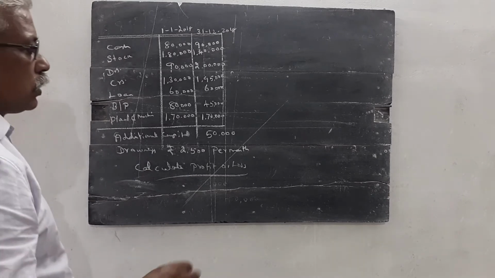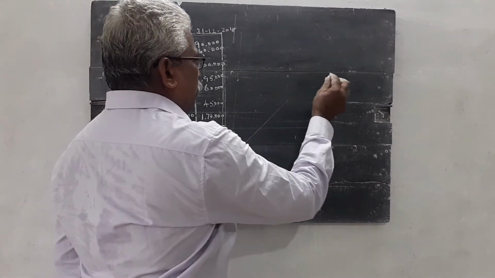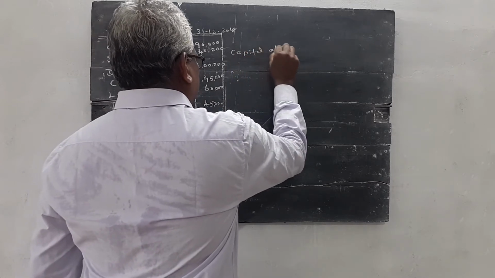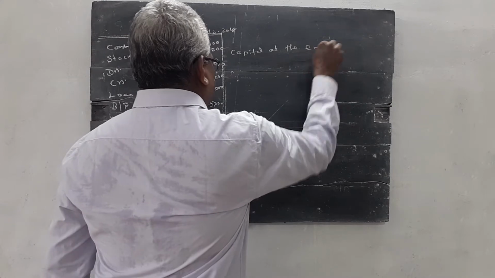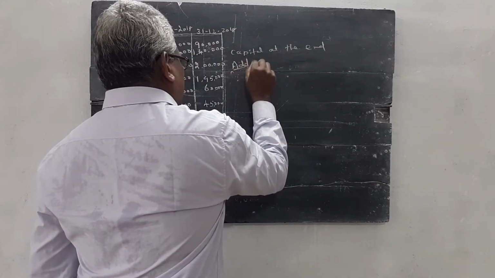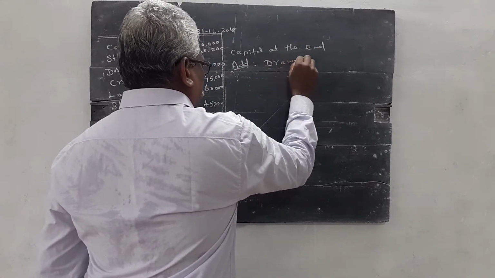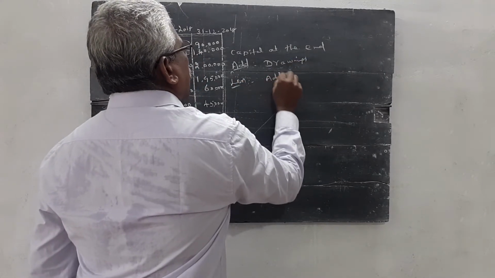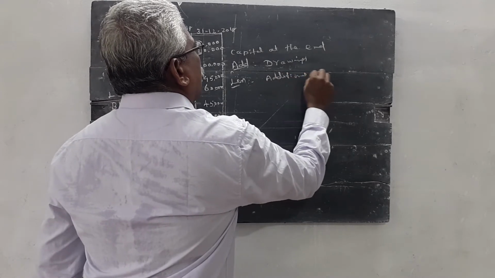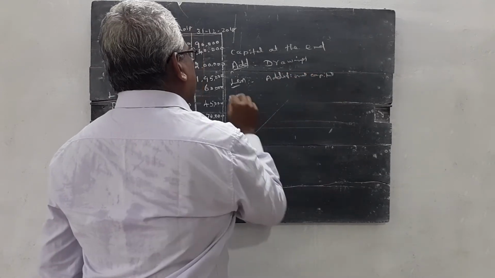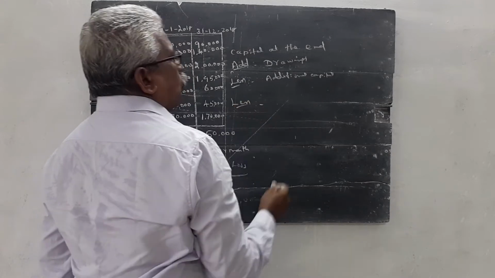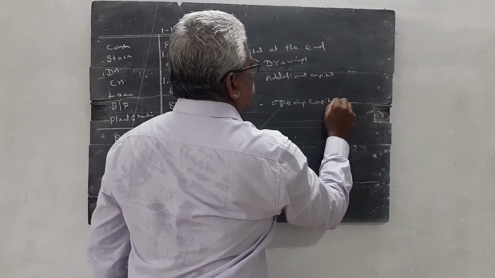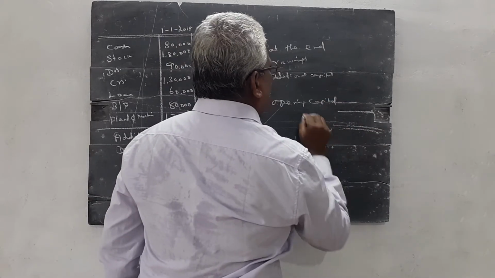Same format, statement showing profit or loss. First capital at the end, add drawings, less additional capital, less opening capital, we can get profit.